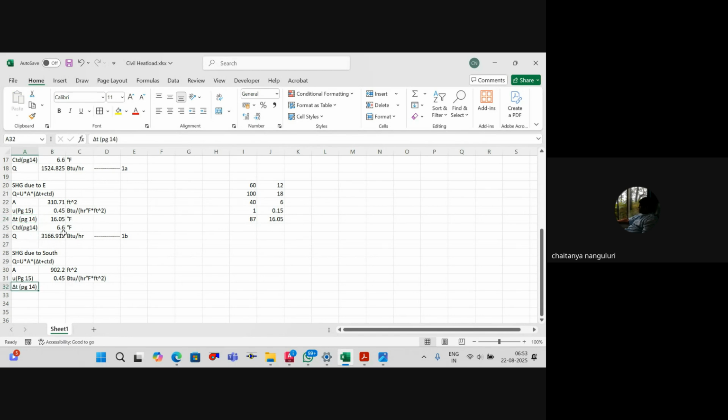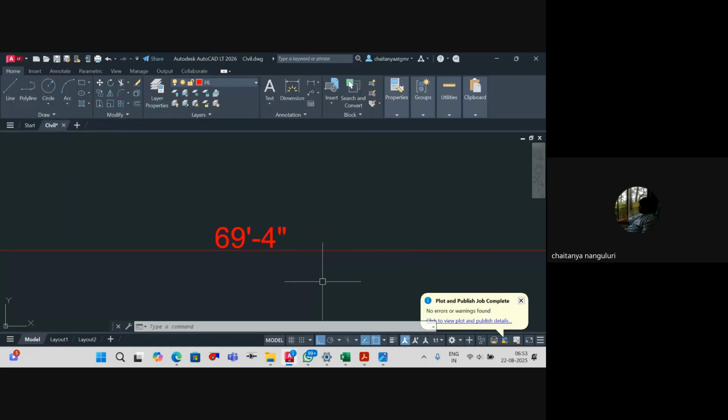We have to calculate the delta T value, and then we have to calculate CTD as well. CTD is constant. I've already told you that because it depends on temperature. So the equivalent temperature difference is the only thing that will change now. Now we have to calculate the equivalent temperature difference for the south direction.